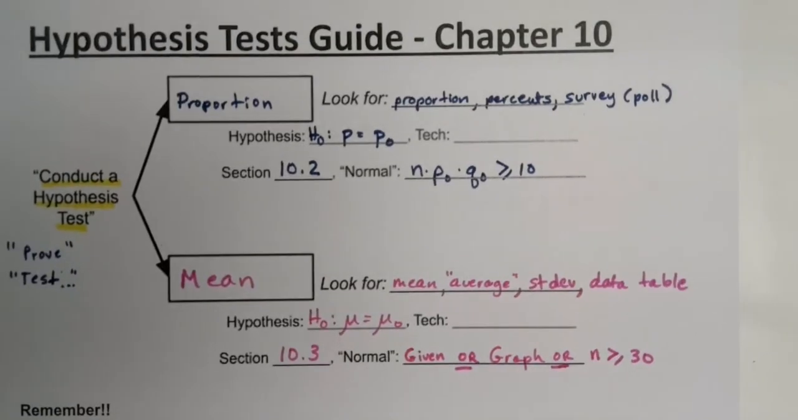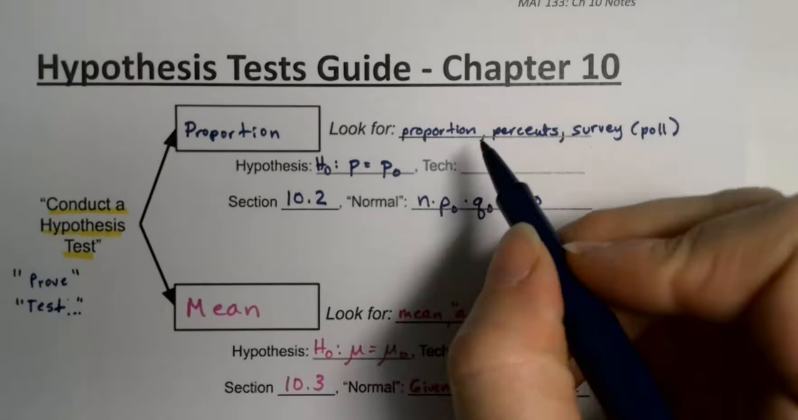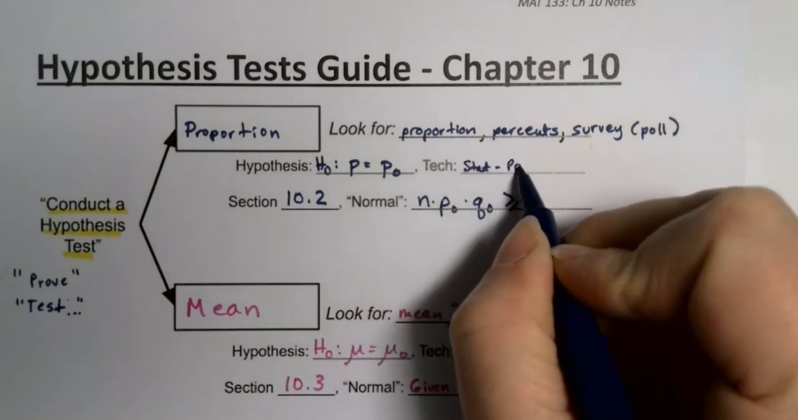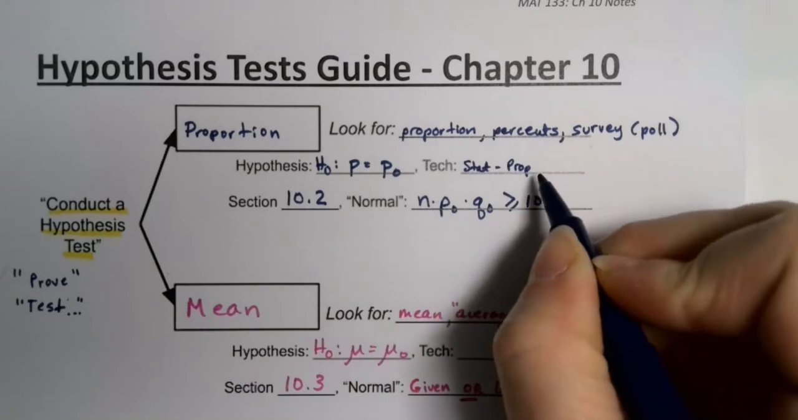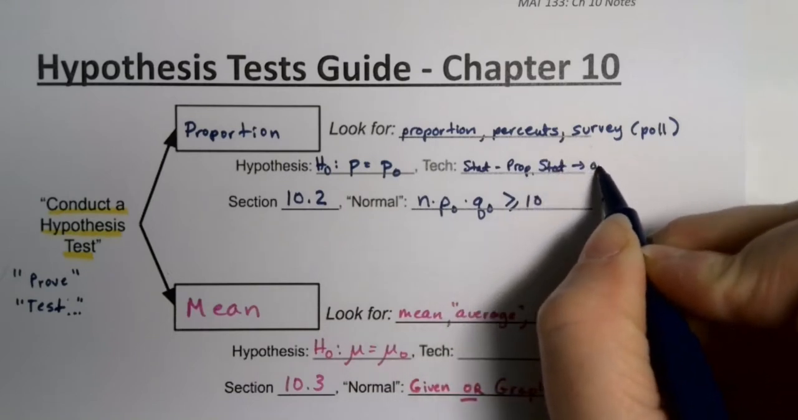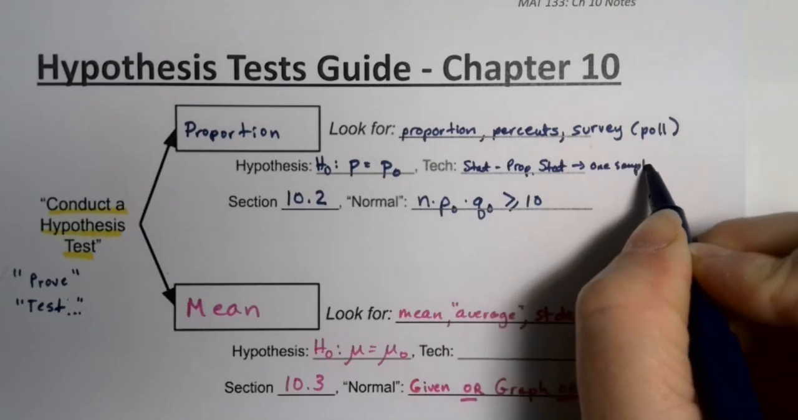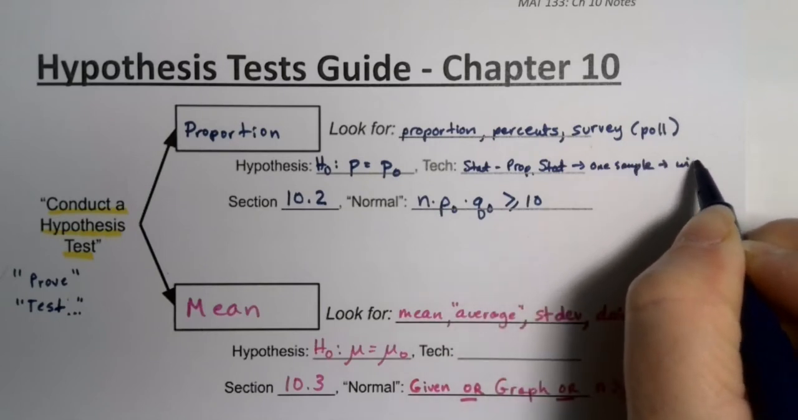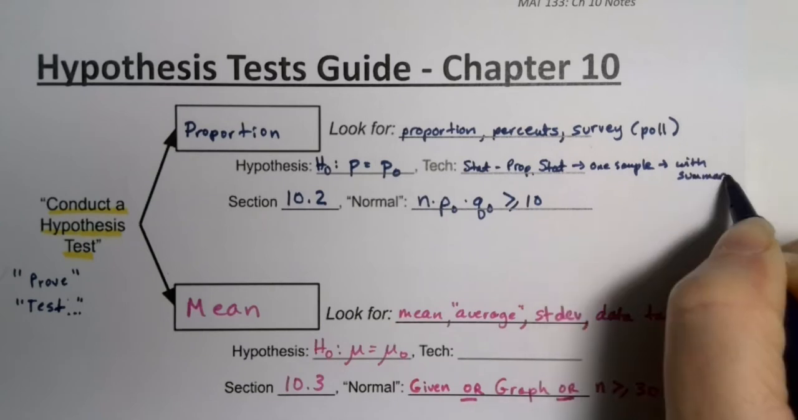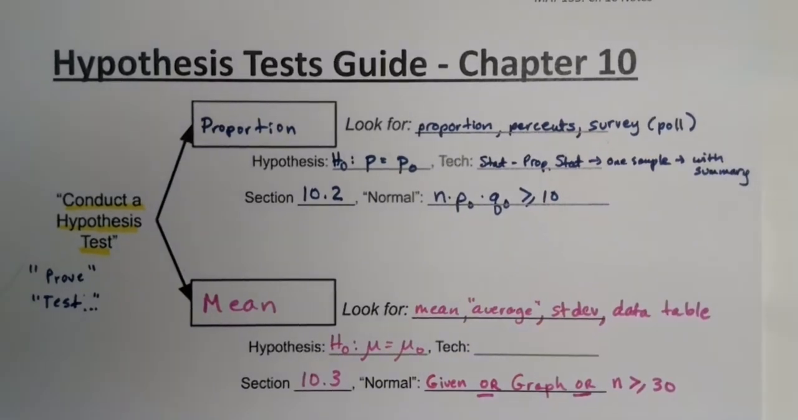I'll do StatCrunch first because I imagine most of you are using StatCrunch. So it's Stat, Proportion Stat. I'm just going to write prop stat to fit this in. Then One Sample, and then With Summary. There you have it. All right, so that's StatCrunch.